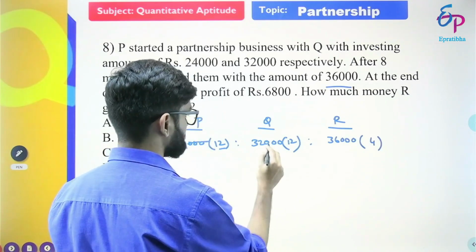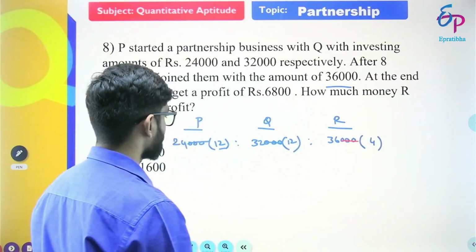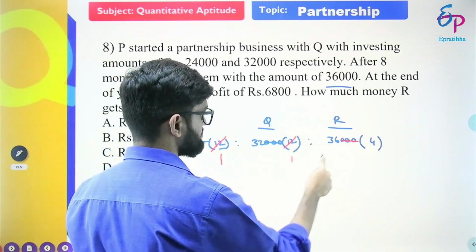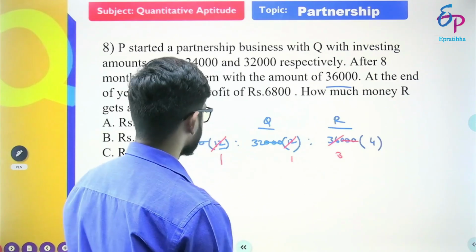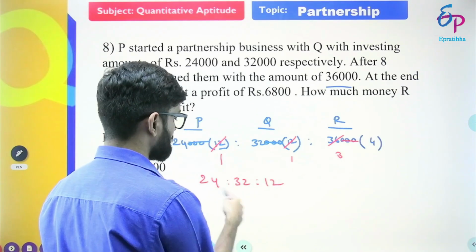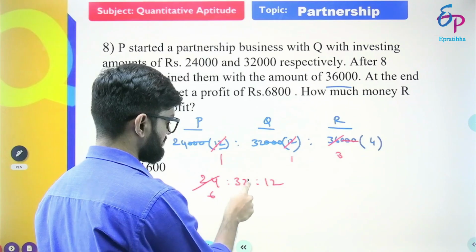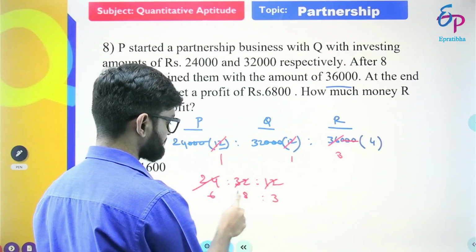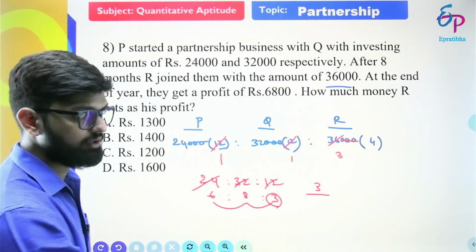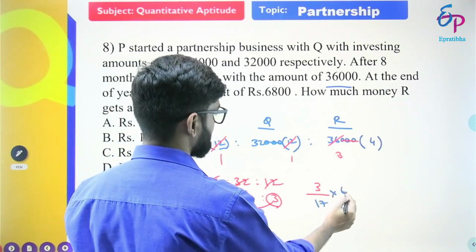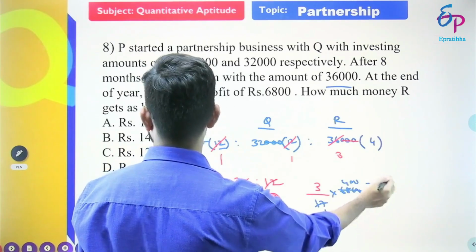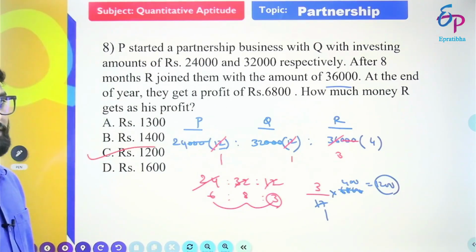Okay, how many zeros? 3 zeros, 3 zeros, 3 zeros cancel. 12 ones, 12 ones, 12 threes. Now what is there? This is 24 is to 32 is to 12. 4 table you can get: 4 6s are, 4 8s are, 4 3s are. Now this guy is 3 by 14 plus 3, it is 17. 17 into 6800. 17 ones are 7 400s, our answer is 1200. 1200 is the answer for this question.